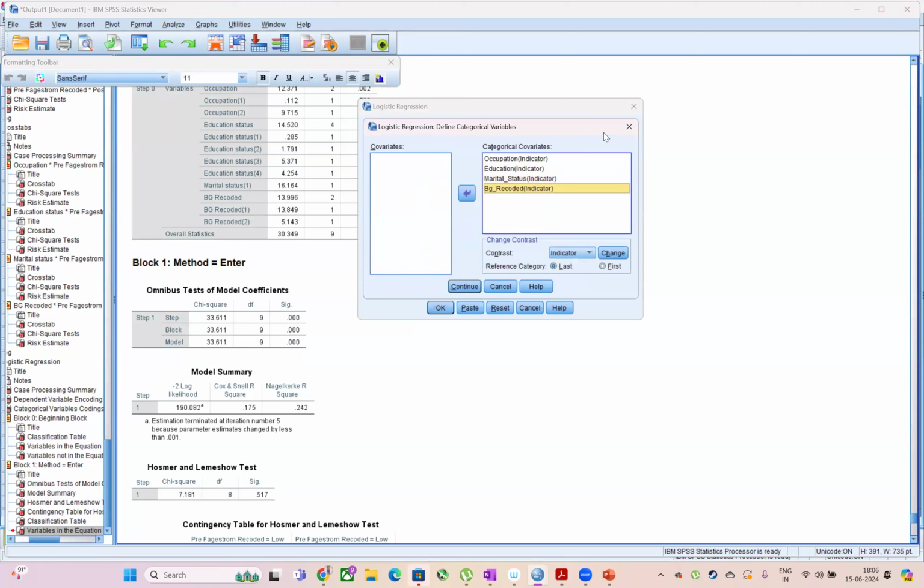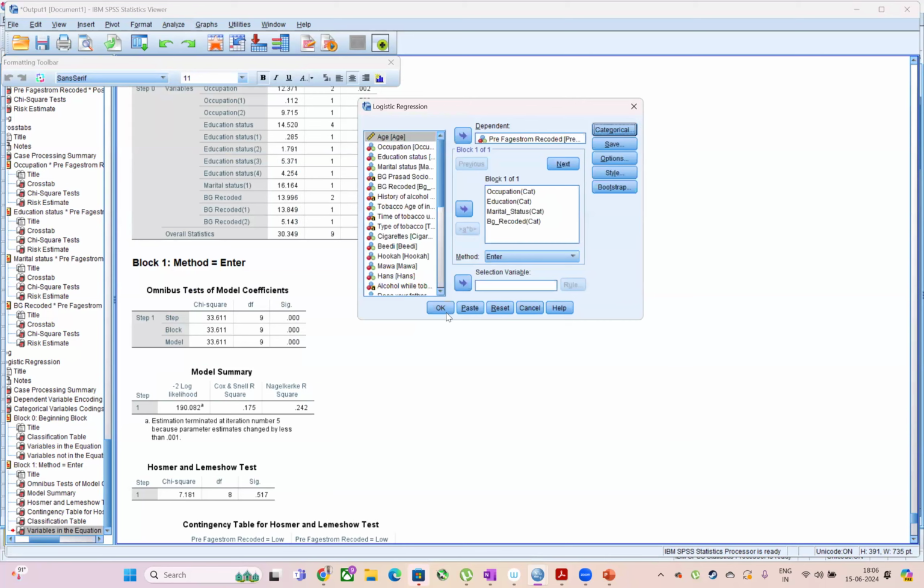It may change based on you. Maybe you may have coded it differently from what I have coded. So based on what you have coded, you have to define the reference category for each variable. And then you have to click OK.